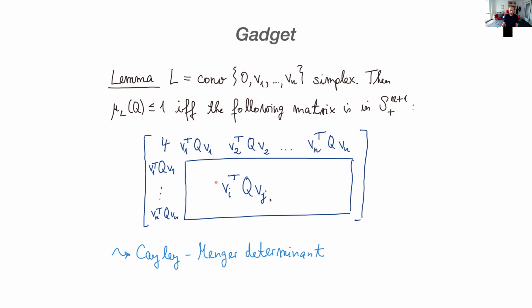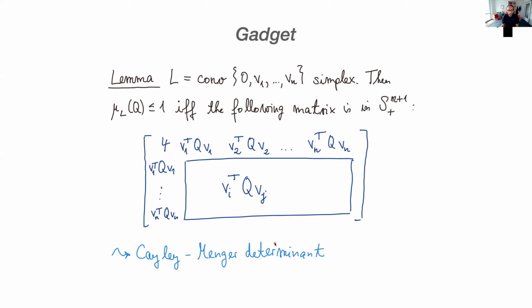And yeah, this matrix looks a bit funny. So it has a 4 on the top left corner. Then the first row and the first column is special. So you have v1 transpose Q v1 up to vn transpose Q vn on the row as also on the column. And then on the center block, you have vi transpose Q vj. And the good thing is, first of all, this matrix should be positive semi-definite. And secondly, if you look at it closely, you see that the conditions are linear in the matrix entries of Q. So this is really a positive semi-definite condition in terms of the matrix entries in Q.